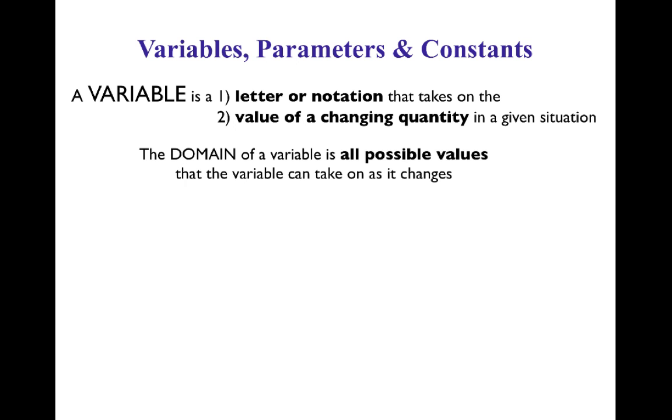Okay, so related to that is a domain. If you have a variable, then it has a domain, and that domain is a set of all possible values the variable can take on as it's changing in the situation, right? We said the value of the variable is changing, so the domain is all possible values that changing variable could take on. So that's a domain.